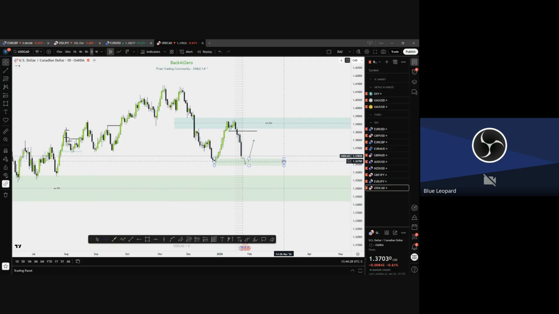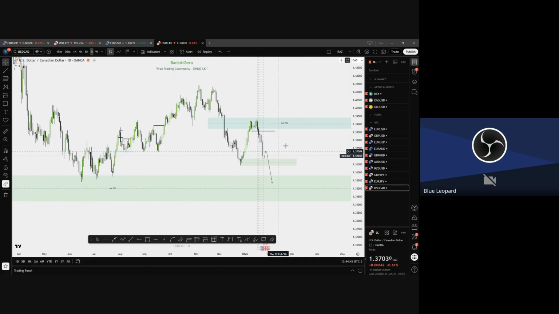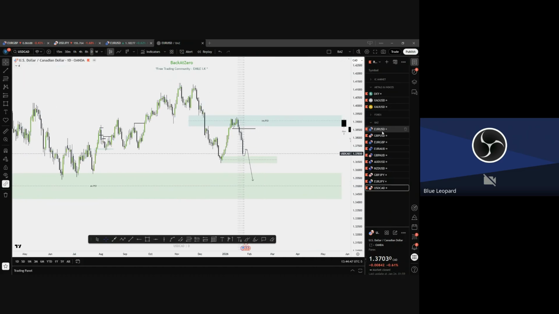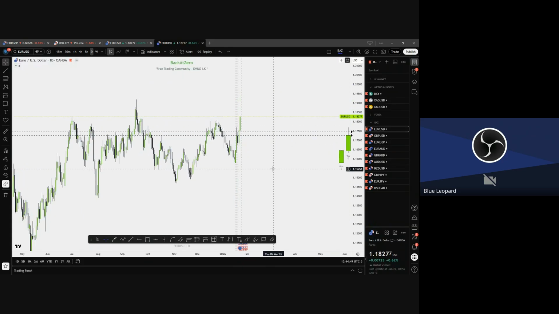If price reacts here and creates a reversal on Tuesday, then I'm going up. But if price starts going up without touching this level, I know this level will not hold. Why? Because it's just a pullback inside here to push price down. These are the scenarios on USD CAD. Let's go now quickly on every pair that we have here.